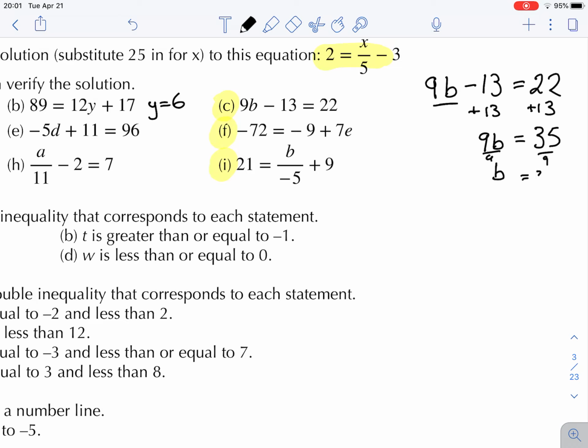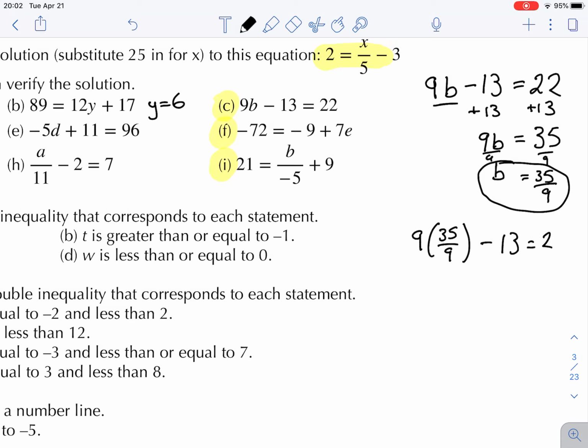That means for b, I divide both sides by 9. B is equal to 35 divided by 9. And that is a decimal number, unfortunately. As it's a decimal number, you can leave it in this form, 35 divided by 9. Leave it in its fractional form, its exact value, not a decimal approximation.